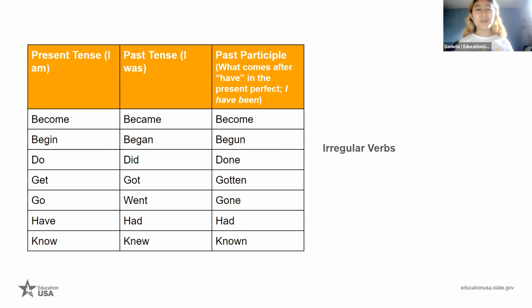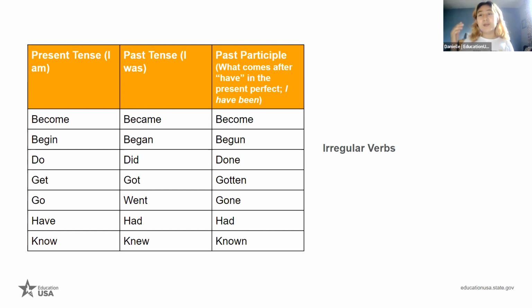What are irregular verbs? So we have some examples here. We have the present tense, which stems from like an "I am", the past tense, "I was", and then the past participle. What comes after "have" in the present perfect? "I have been." So we have a bunch of words here. We're going to start at the present tense, "I am", so the state of currently now, okay? Become, begin, do, get, go, have, know.